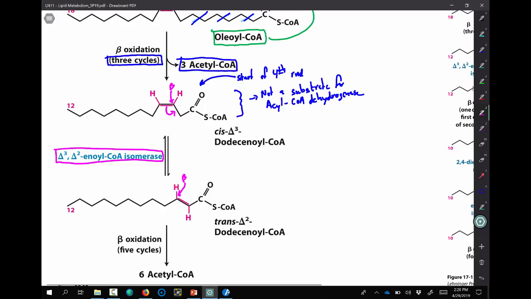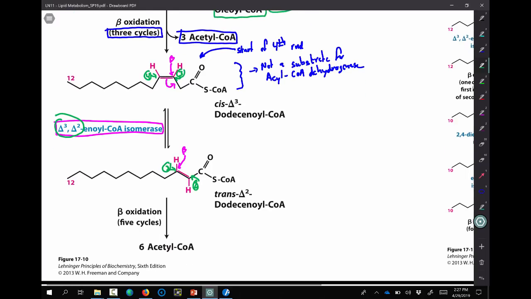Okay? So it's hard to keep these things straight. This is number 3 carbon here. This is number 4 here. And now we've got number 3 here and number 2 here. The name of this actually tells you a little bit about that. It's the delta 3 to delta 2 enoyl-CoA isomerase. It'll move the double bond from the third carbon to the second carbon. Okay. That then is a substrate for the hydratase.